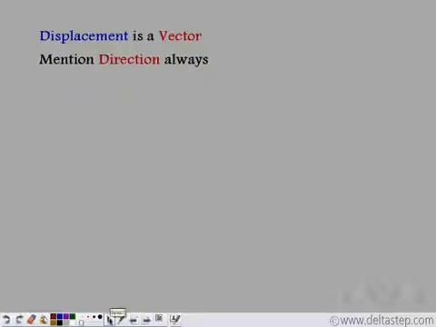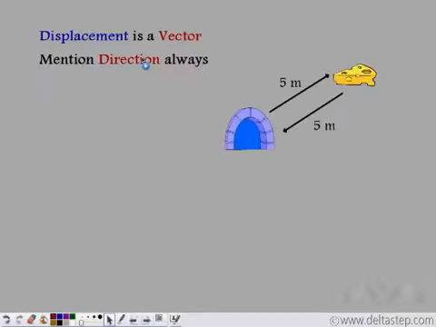So displacement is a vector quantity, and we always need to mention a direction. So we can say that the displacement of Jerry is 5 meters from his home towards the cheese, or we can say that displacement of Jerry is 5 meters from cheese towards his home. As you might have noticed, mentioning in terms of home and cheese is not always very convenient.